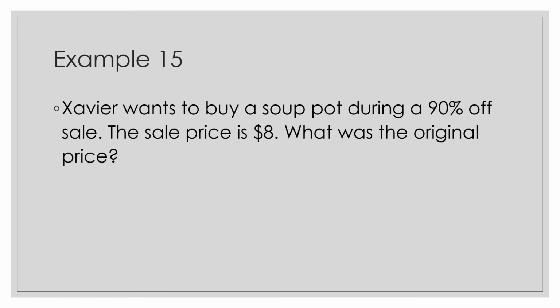Xavier wants to buy a soup pot during a 90% off sale. The sale price is $8. What was the original price? Okay, so if he got 90% off, that means that he paid $8 by paying 10% of the original price because he was getting 90% off, so he paid for 10%. So we're going to divide by 0.10 on both sides of our equation. And 8 divided by 0.10 gives us $80.